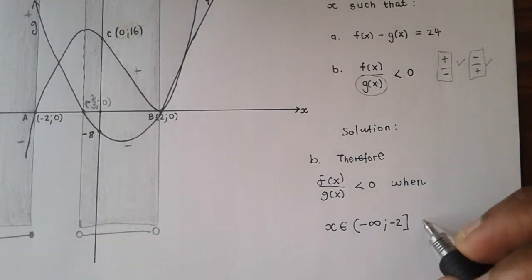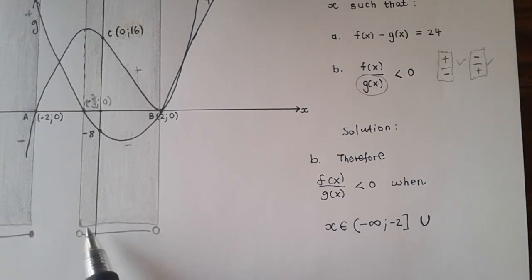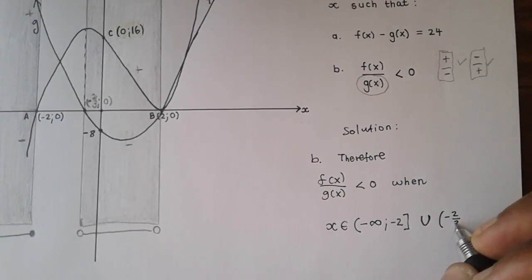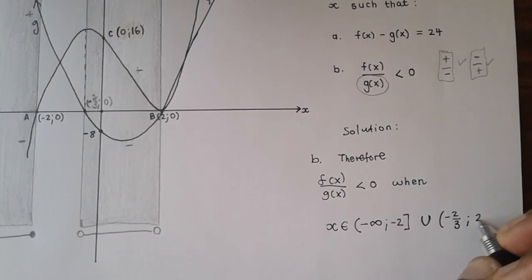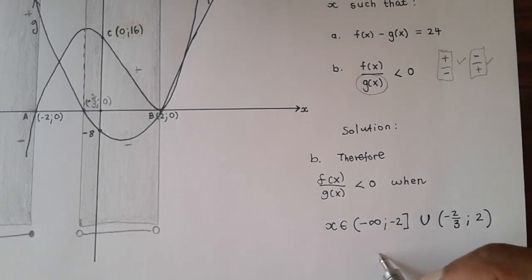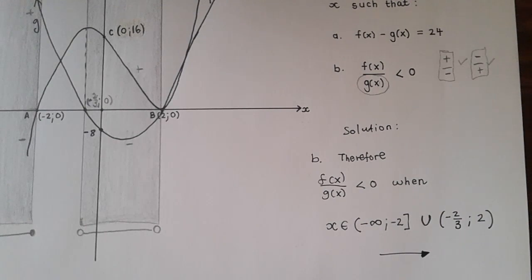Okay, and then for the second solution, this one over here, we already stated that we're not including those two x values, so it's open bracket negative 2 over 3 up until an x value of 2. Okay, so that x value over there. Okay, and there you go. So that is the solution for B.